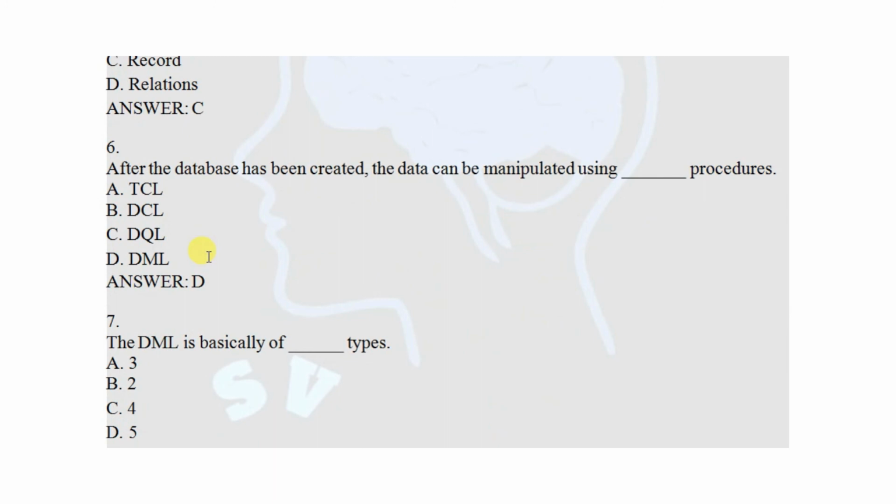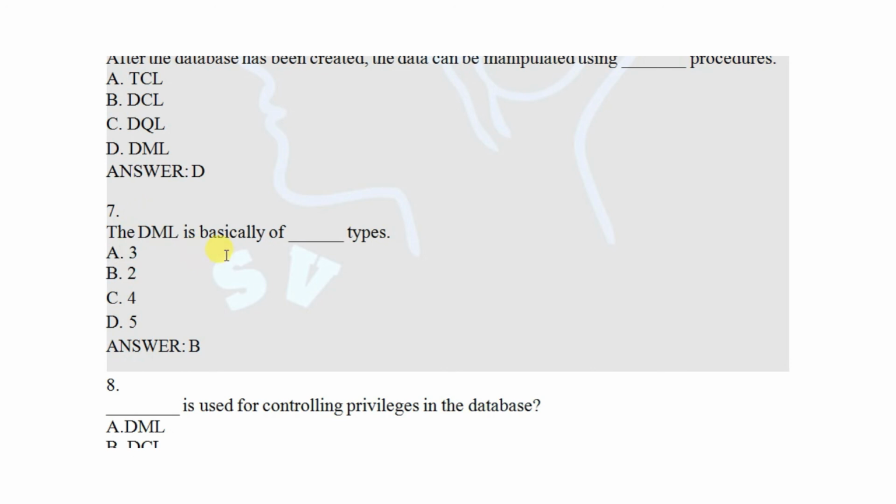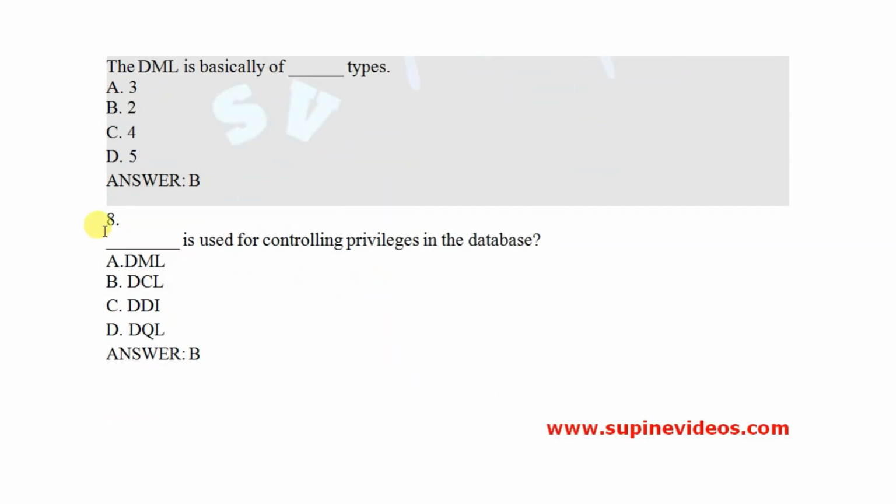Question number 6. After the database has been created, the data can be manipulated using dash procedure. Your answer is option D. DML. So, after the database has been created, the data can be manipulated using DML procedures. Question number 7. The DML is basically of dash types. Your answer is option B. 2. So, the DML is basically of 2 types. Question number 8. Dash is used for controlling privileges in the database. Your answer is option B. DCL. So, DCL is used for controlling privileges in a database.